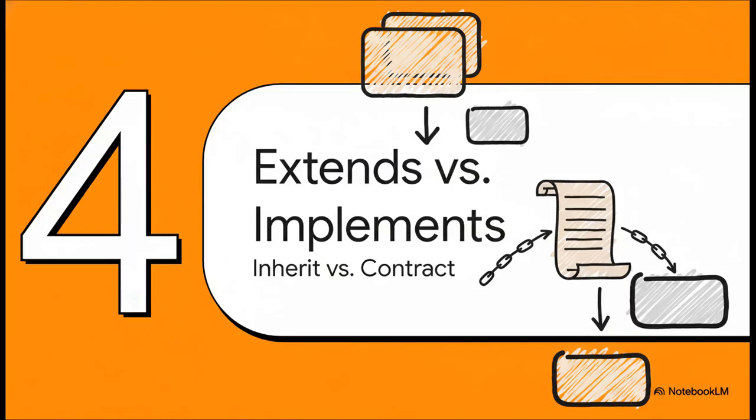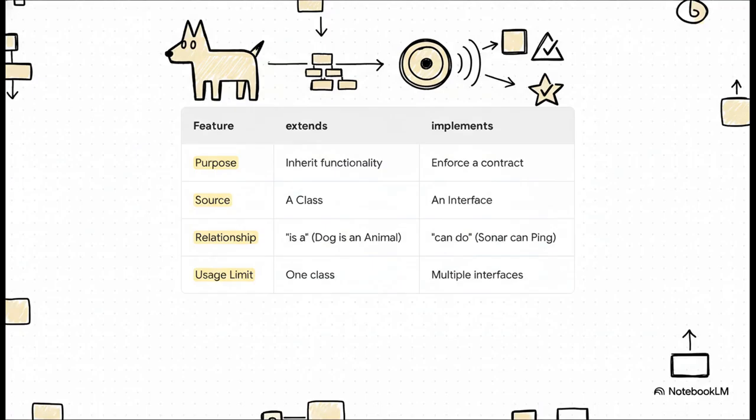Okay, this next bit addresses a point of confusion that trips up a lot of people. So let's take a minute and really clarify the difference between implements, which we just talked about, and another keyword you're going to see everywhere, extends. Let's break it down. Extends is all about inheritance. A dog class extends an animal class, and it gets all of the animal's existing code for free. It's an is-a relationship. But implements is about shape or a contract. A sonar class implements pingable, promising to create its own ping method. It's a can-do relationship.